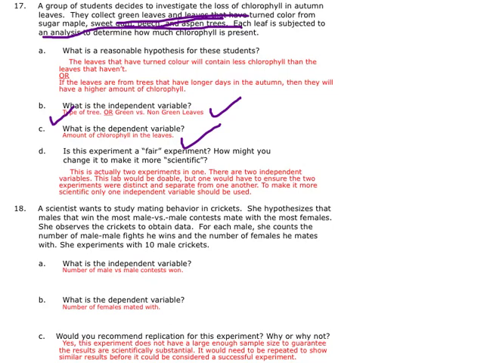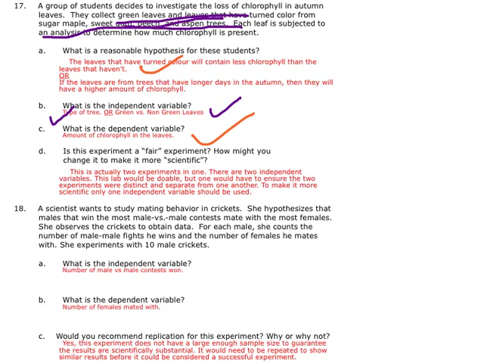So a hypothesis would be the leaves that have turned color will contain less chlorophyll than the leaves that haven't. Or if the leaves are from trees that have longer days in the autumn, then they will have a higher amount of chlorophyll. Yeah, maybe. I think that was one that another class gave me, so let's go back here, get my right color for my dependent variable here. Okay. Yeah, so I think personally I like the first one better. I think another class gave me that one and I accepted it, but I think the first one's a better one.